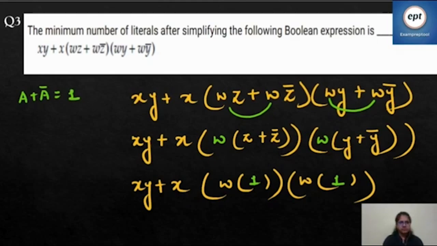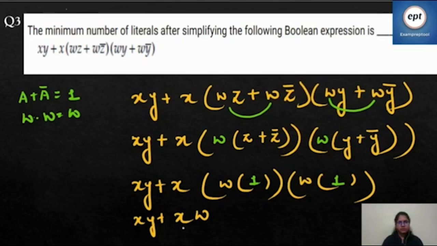Now the expression will be x y plus x. w into 1 will be w, and here in digital, w into w is not w square, it is only w. You should know this point: w into w is always w, it is not w square in digital. Please keep this point in mind. So the answer will be w.